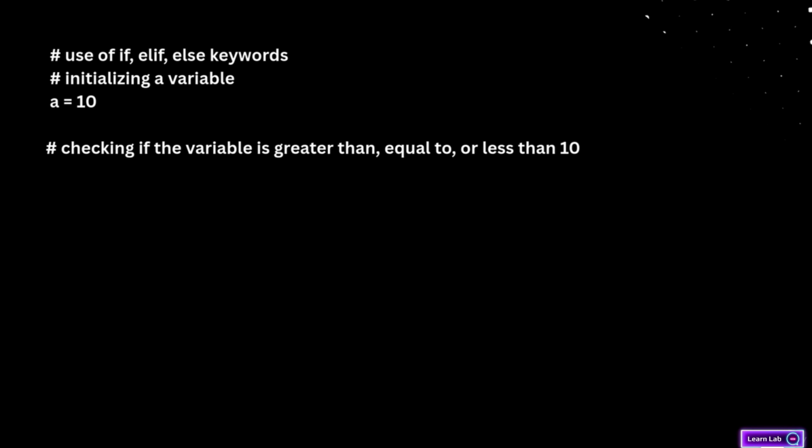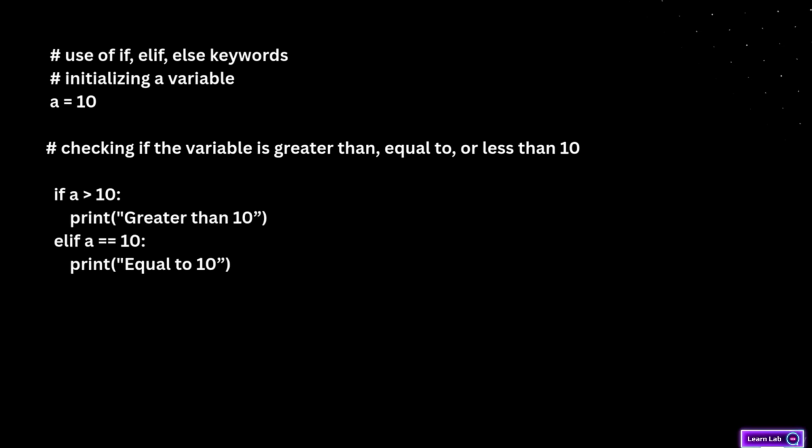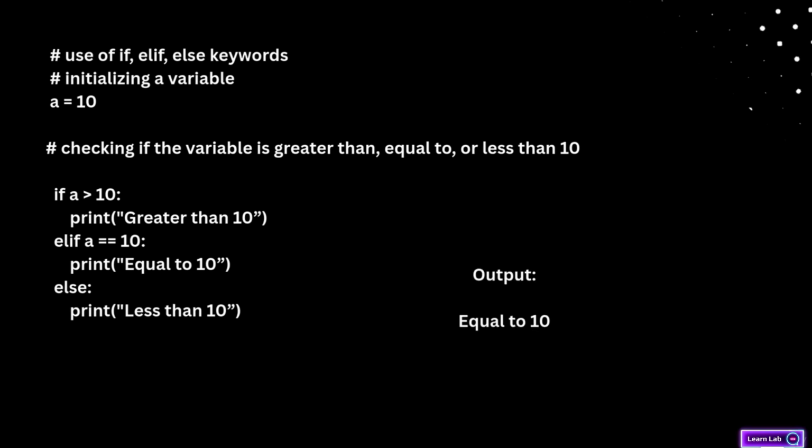First, initialize a variable a equal to 10. Next, check if the variable is greater than, equal to, or less than 10. If a is greater than 10, print greater than 10. Elif a is equal to 10, print equal to 10. Else, print less than 10. Here we have initialized a variable and used the conditional statement keywords like if, elif, and else to check for the given condition and execute the code accordingly. And the output is equal to 10.